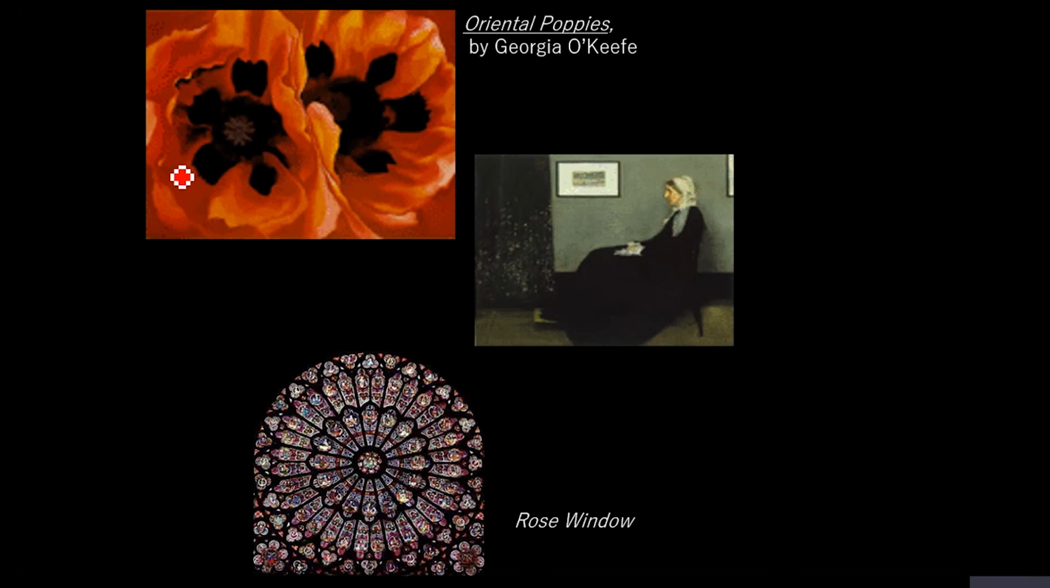Okay, we have here different examples, like the oriental poppy. We also have the rose window, which has symmetrical balance. We also have this one, Arrangement in Gray and Black. This is a portrait of the painter's mother, commonly known as Whistler's Mother, by James Whistler. You can see the balance of the gray and the black in this portrait.